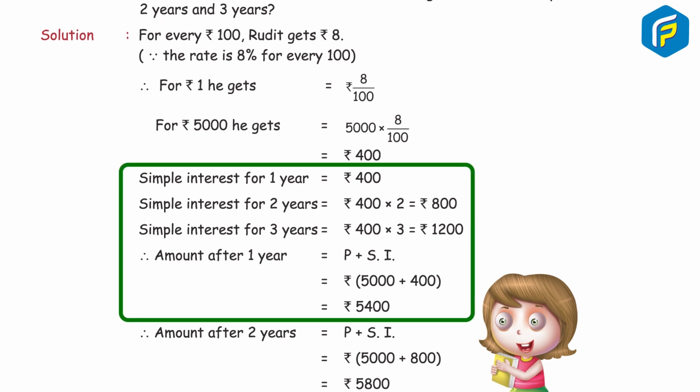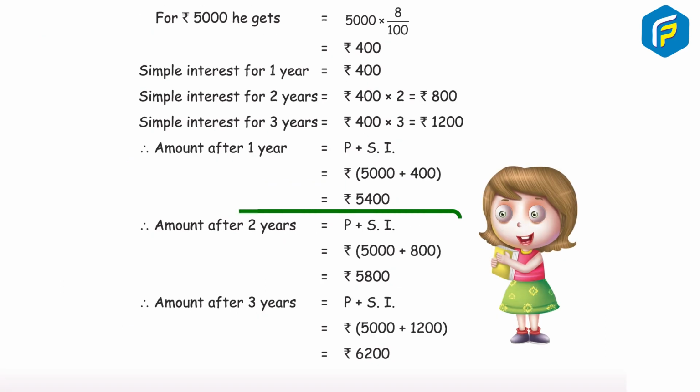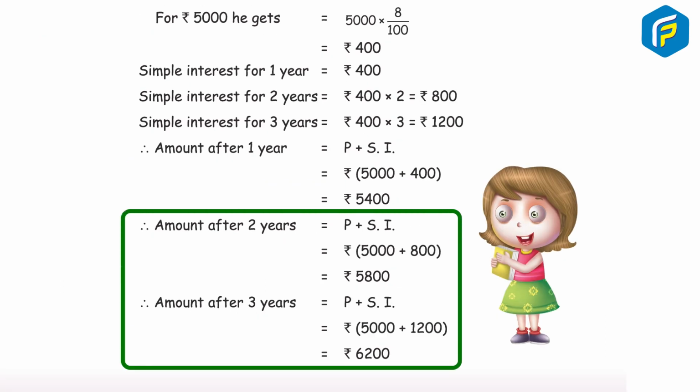Simple interest for 1 year equals 400. Simple interest for 2 years equals rupees 400 into 2 equals 800 rupees. Simple interest for 3 years equals 400 rupees into 3 equals rupees 1,200. Amount after 1 year equals P plus SI equals 5,000 plus 400 equals rupees 5,400. Amount after 2 years equals P plus SI equals rupees 5,000 plus 800 equals rupees 5,800. Amount after 3 years equals P plus SI equals rupees 5,000 plus 1,200 equals rupees 6,200.